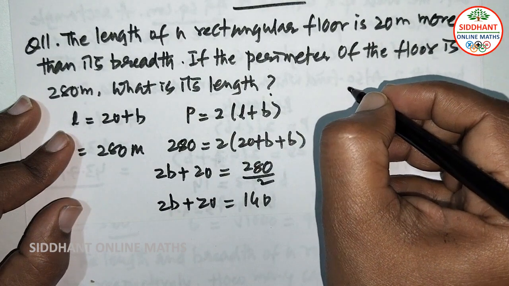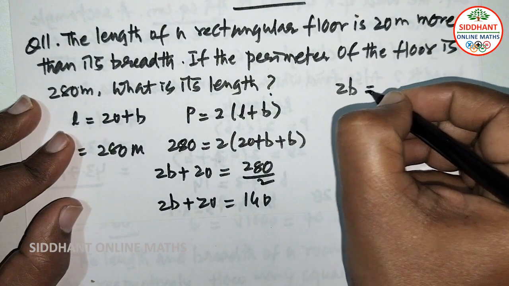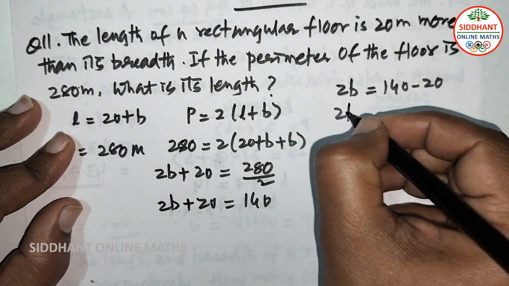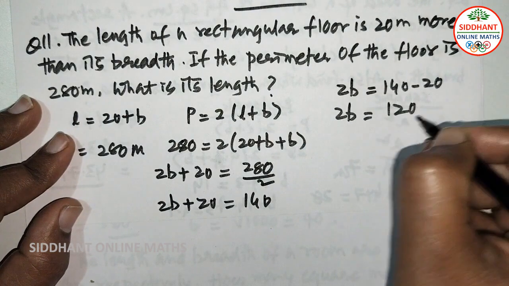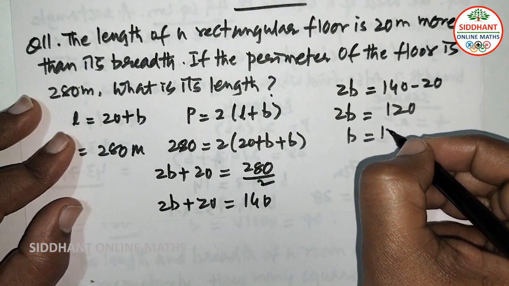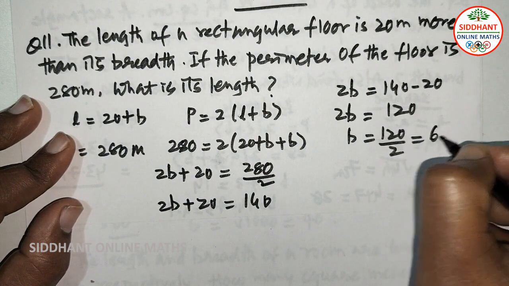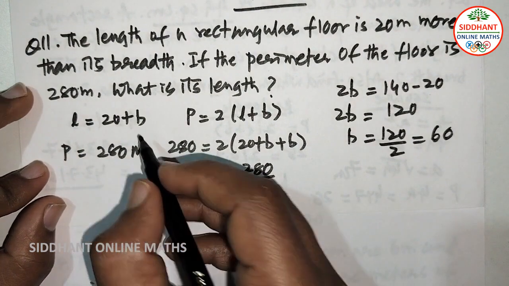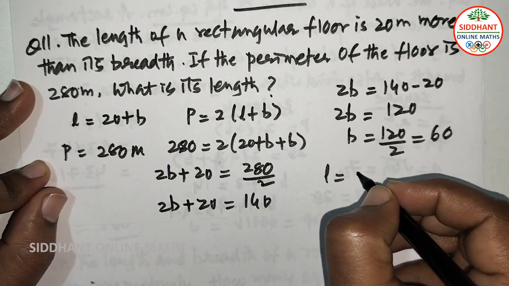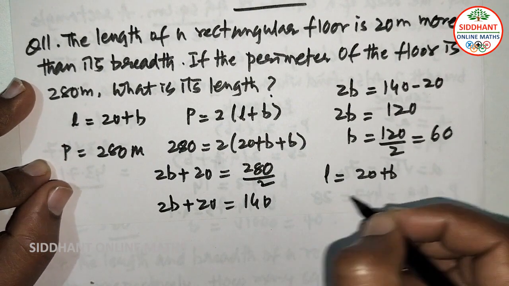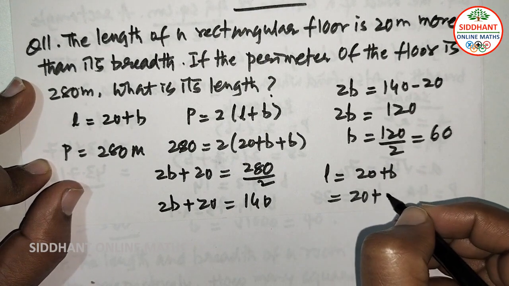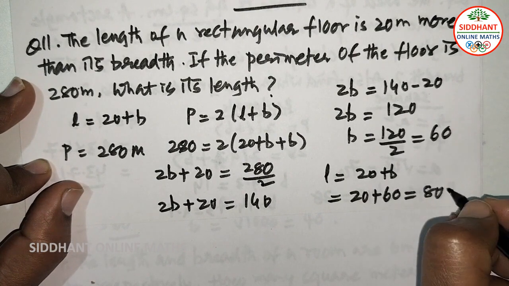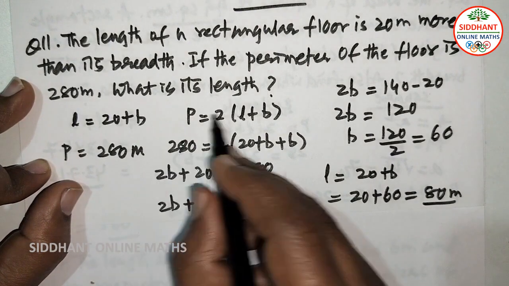Then 2b is equal to 140 minus 20. Then 2b is equal to 120, and b is equal to 120 by 2, that is equal to 60. And we know that length is 20 plus b. So length is equal to 20 plus b, so that is equal to 20 plus 60. That is equal to 80. So 80 meters is the length.